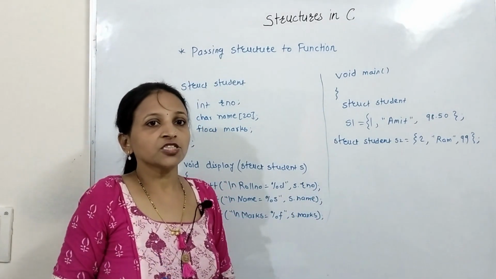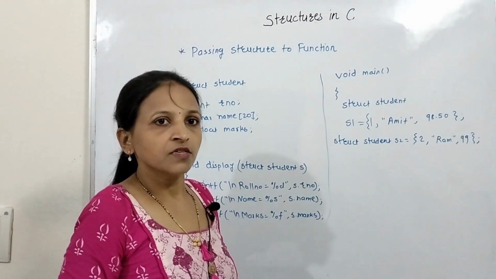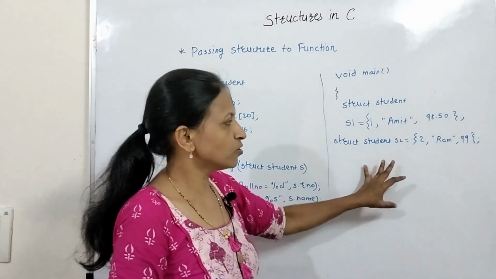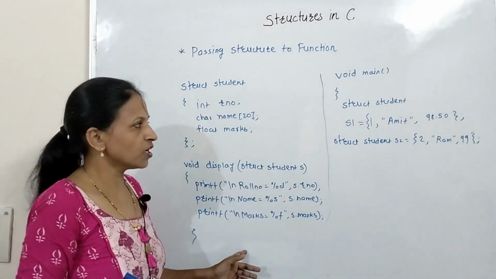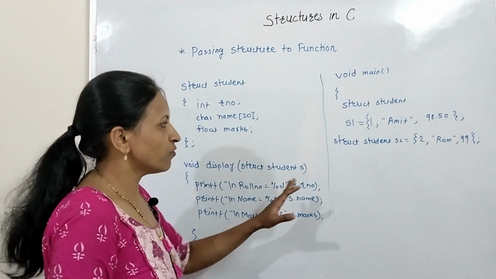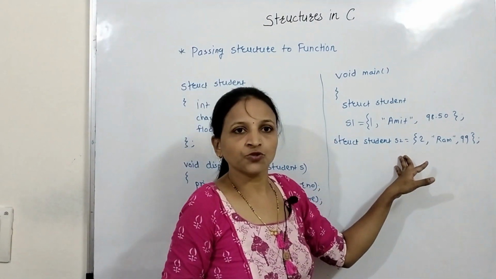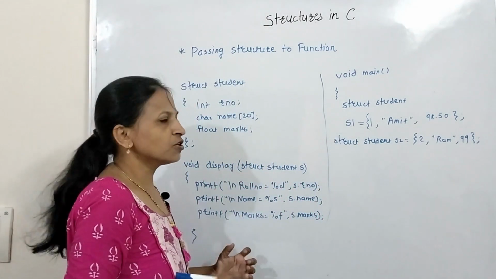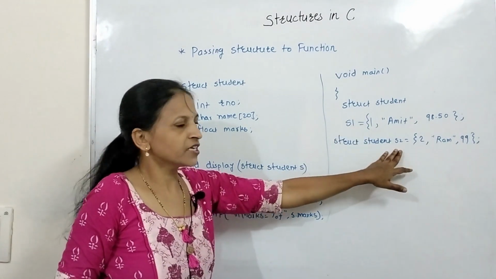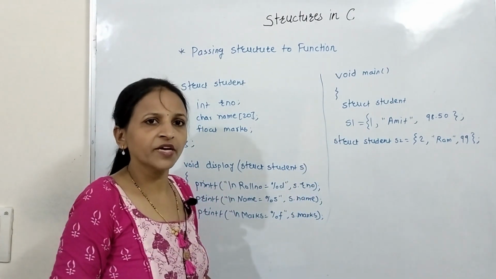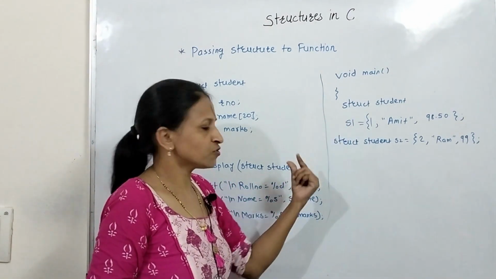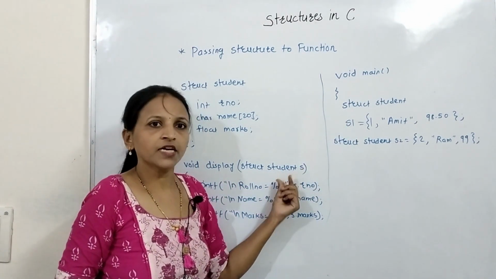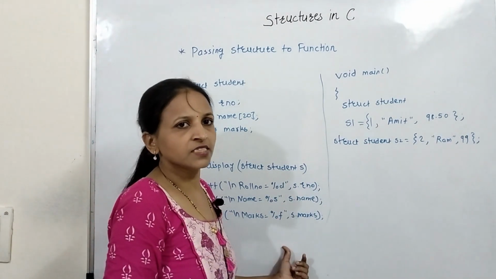To avoid repetition, we can use the function concept. Whatever I want to do repeatedly, I write inside one function, and then I can call that function any number of times. Here I want to display data about S1 as well as S2. Then I will call this function two times by passing S1 and S2 as an argument. Now whatever we pass, that S1 will get copied inside S, and the data of that S1 will get displayed.